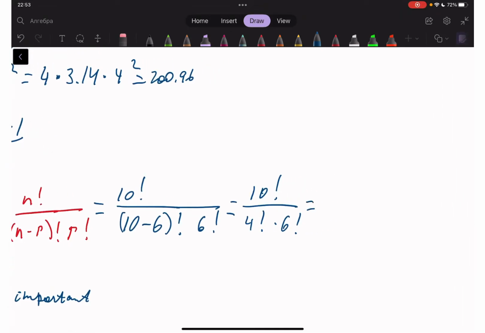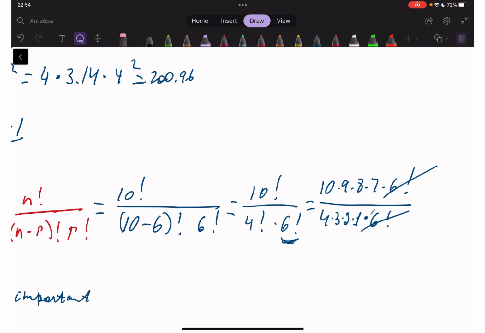How am I going to solve it? These 10 factorials I'm going to open till 6. Why till 6? Because I have here 6 factorial. Let's see, 10 times 9 times 8 times 7 times 6 factorial, stop there. Then 4 factorial and 6 factorial, which means I can cancel this 6 factorial with the other one. Let me open 4 factorial at the same time, which is 4 times 3 times 2 times 1. And we scratched the 6 factorial, so 4 times 3 times 2 times 1.